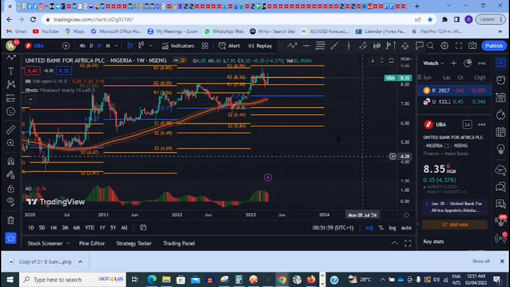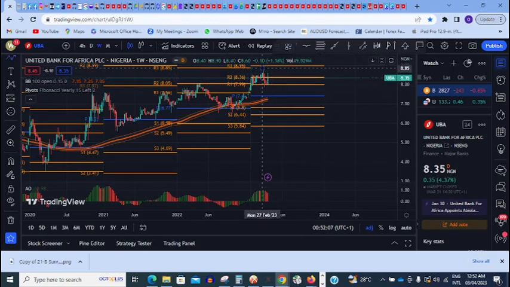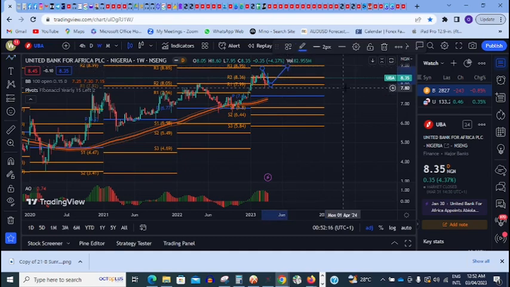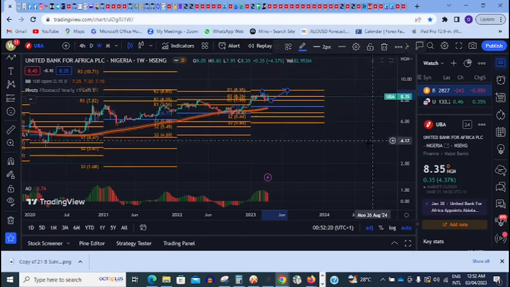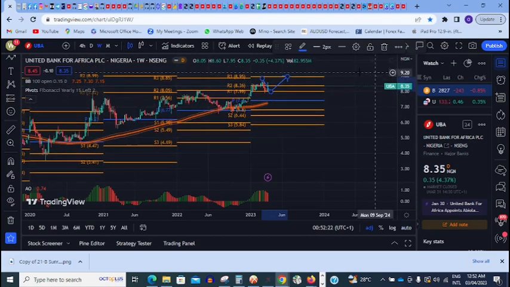Let's look at UBA. If you get UBA at 8 naira, very good. Let me draw the path. This is what I am expecting. Whether the market goes back for a retest, at least a retest of that level, which is 9 naira.